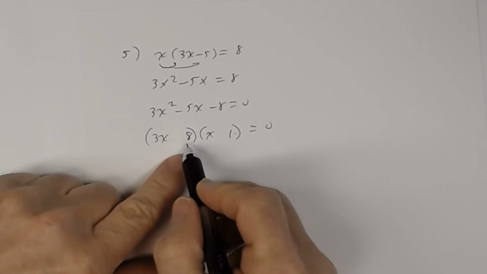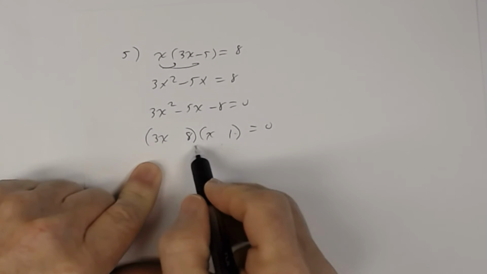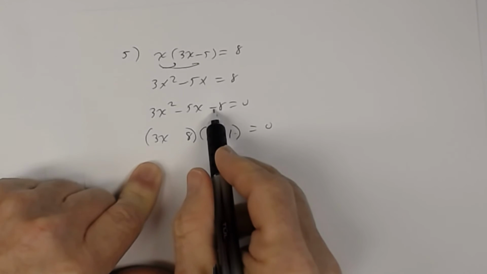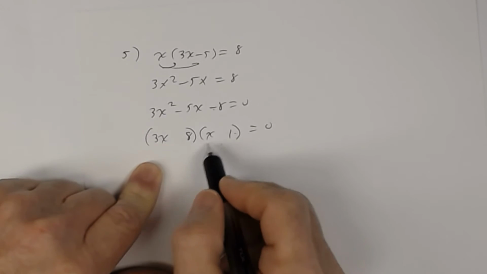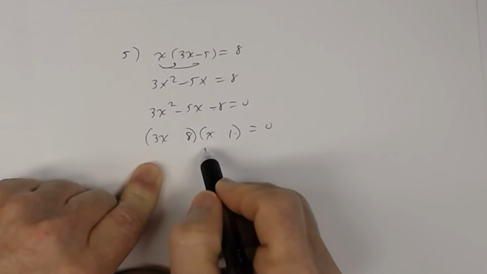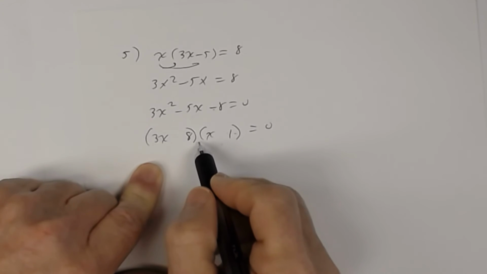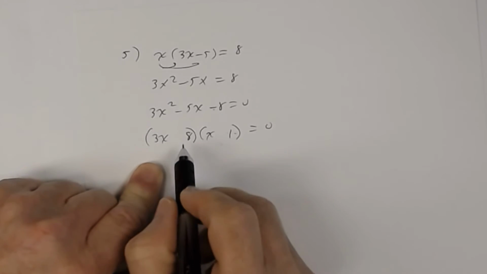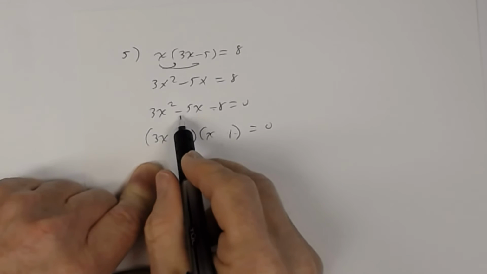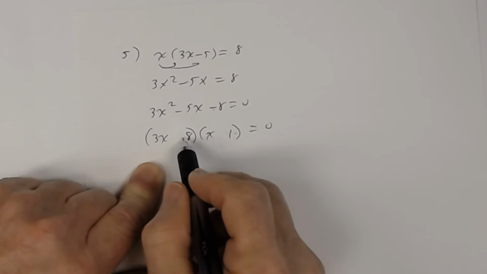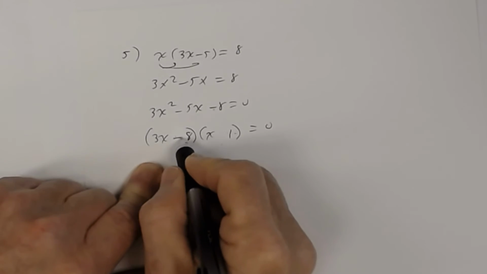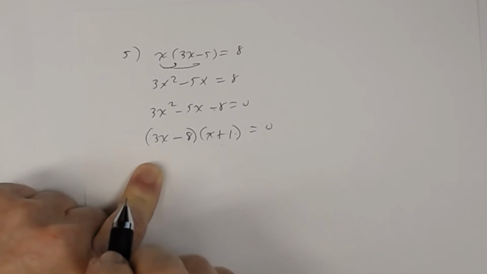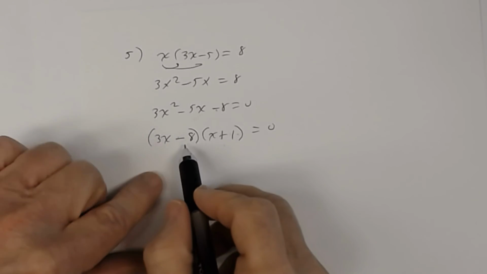Because look, the outer is 3x, the inner is 8x. Since that's signed negative, these have to be different. So the outer is 3x, the inner is 8x. When I subtract 3 from 8, I get 5. But I need the middle term to be negative, so that's going to have to make this 8 negative and this 1 positive. All right, now always check.